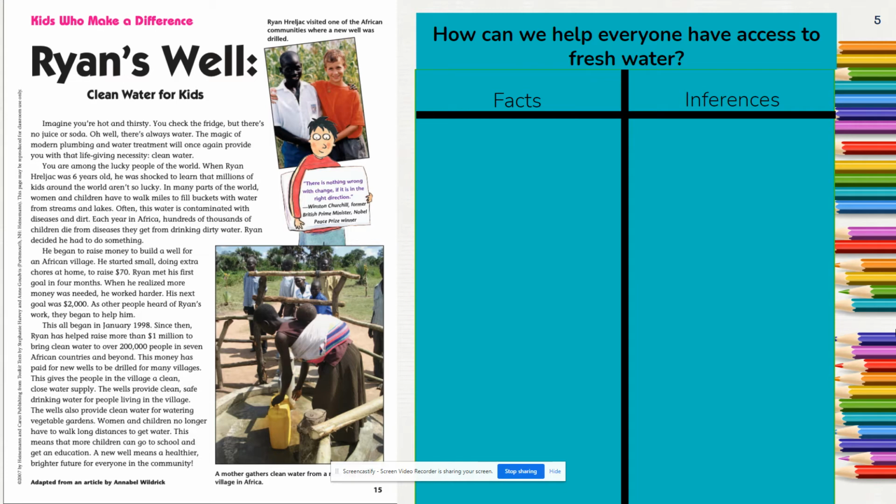Ryan's Well. Clean water for kids. Imagine you're hot and thirsty. You check the fridge, but there's no juice or soda. Oh well, there's always water. The magic of modern plumbing and water treatment will once again provide you with that life-giving necessity, clean water. You are among the lucky people of the world.